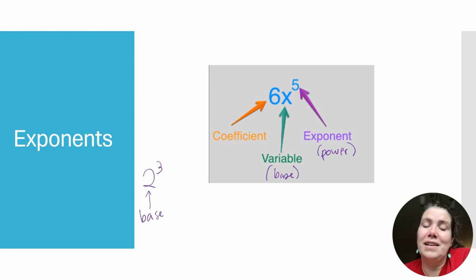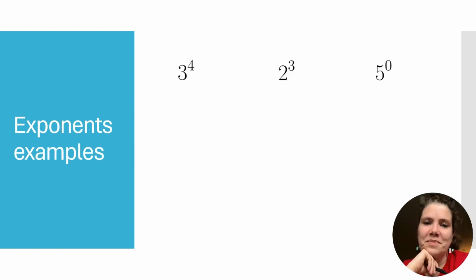In this one, the 5 does not apply to the 6. It only is applying to the x. So my coefficient is just like, you do x to the 5th first, because remember our PEMDAS, exponent comes first, and then we would multiply it by the 6. Let's look at what these look like.